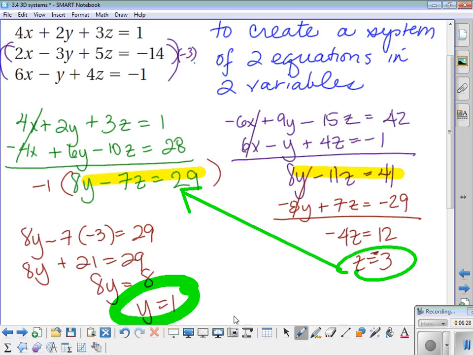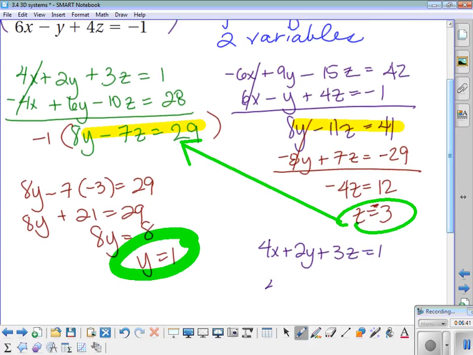Now I can use any one of those equations to figure out what x is. So I'll just go ahead and use the 4x plus 2y plus 3z equals 1. And I'll plug in the 1 for the y and the negative 3 for the z.